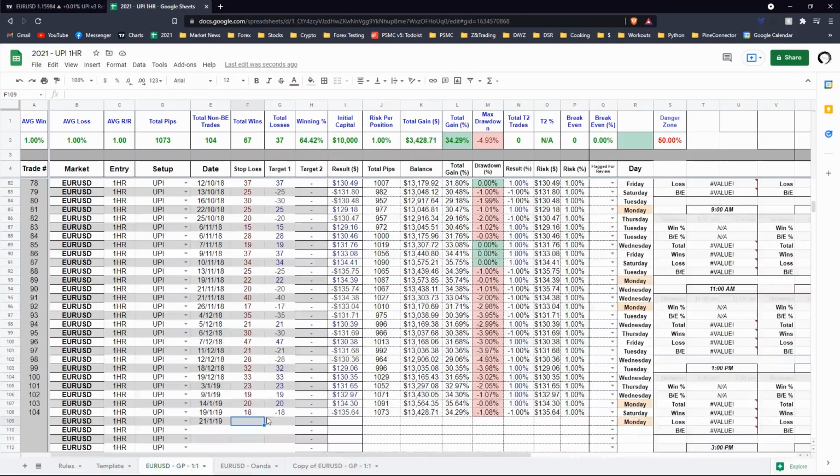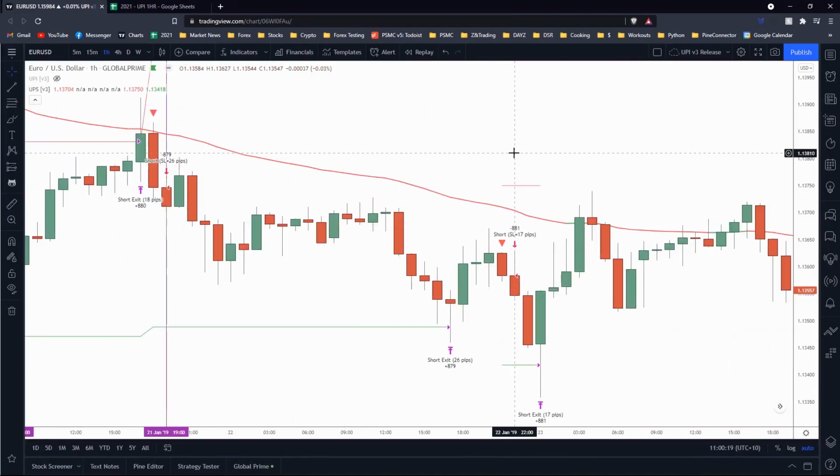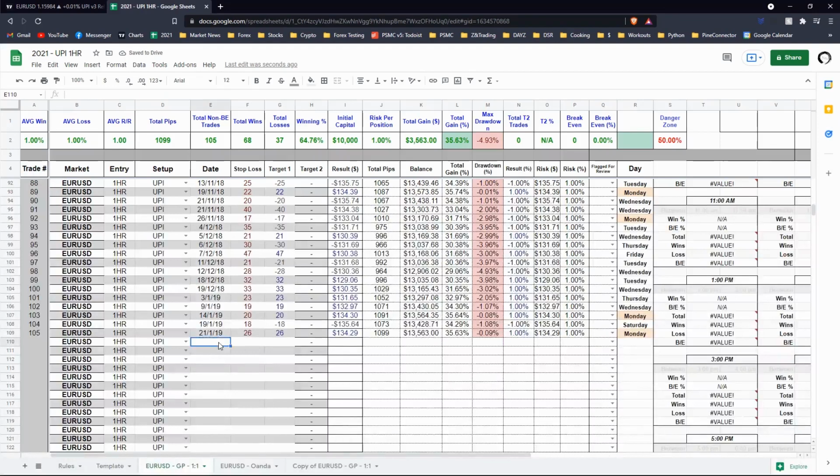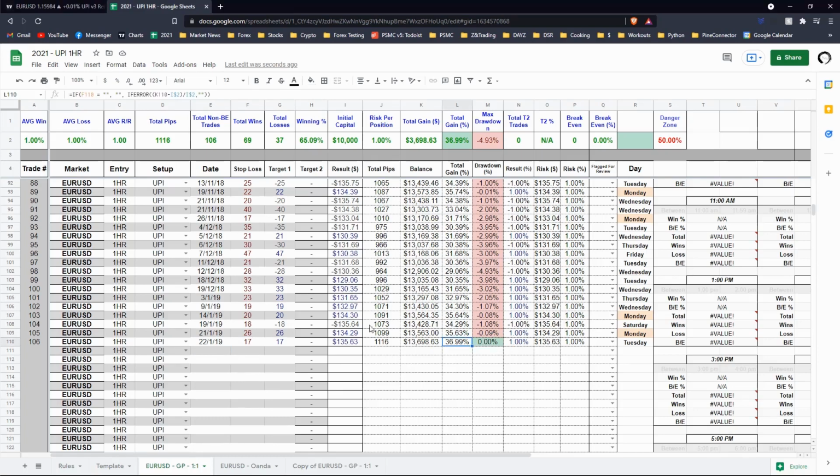So 26 pip winning trade, followed by a 17 pip winning trade on the 22nd. So there we go. We're now out of our drawdown. So we're back up to new equity highs after a significant streak of winning trades.